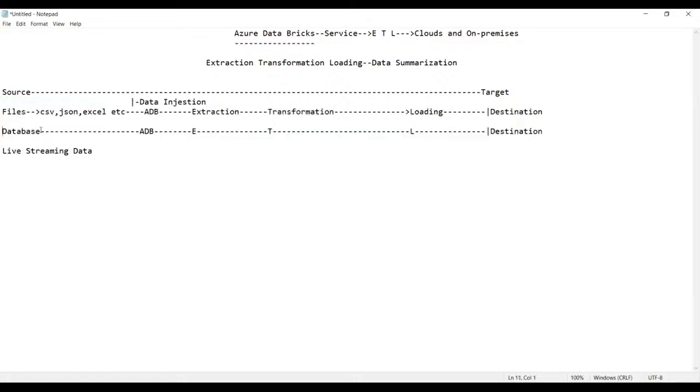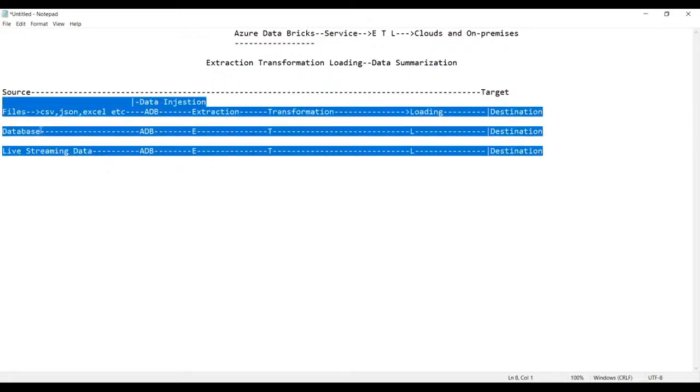And now even from live streaming, if you want to pull in the data the same way, we use the ADB, Azure Databricks. Then again extraction, and then we perform transformation. And finally we perform the loading, and this loading will be done ultimately into the destination. Getting my point? This is how the entire process works: extraction, transformation, and finally loading the data.